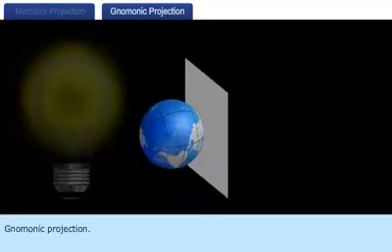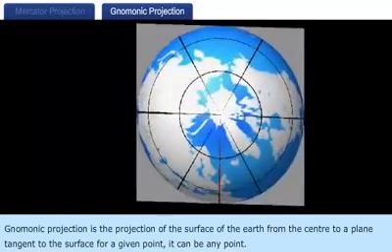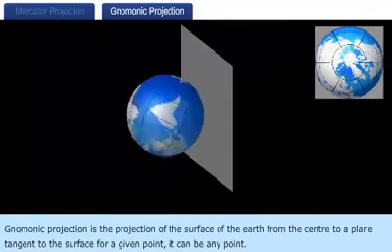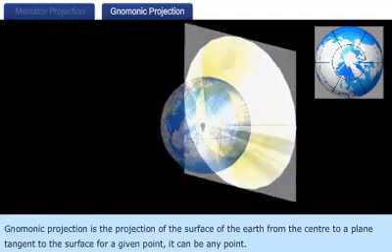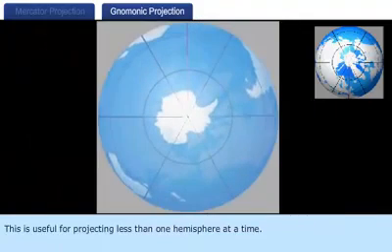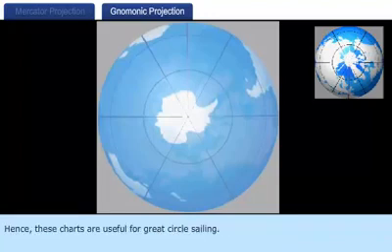Gnomonic projection. Gnomonic projection is the projection of the surface of the Earth from the center to a plane tangent to the surface. For a given point, it can be any point. This is useful for projecting less than one hemisphere at a time. A chart drawn on the gnomonic projection will have all great circles appear as straight lines. Hence, these charts are useful for great circle sailing.